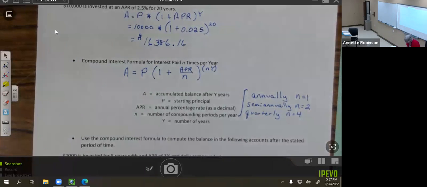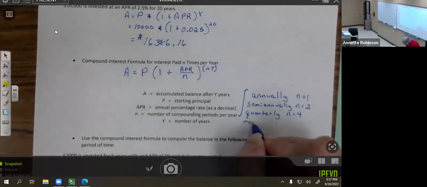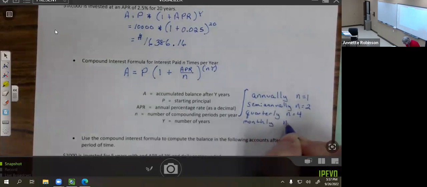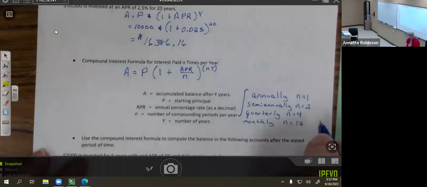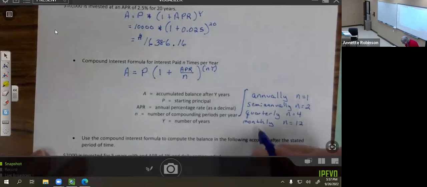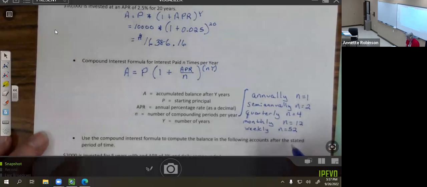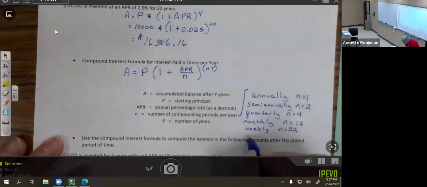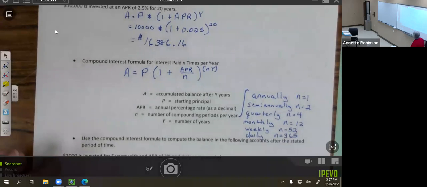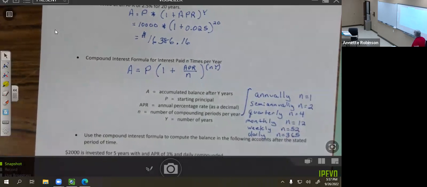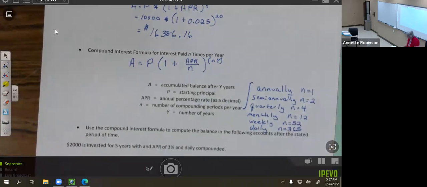Of course, we could have monthly. We're going to have some problems with monthly. I have no trouble with that being N is 12. We're also going to have weekly occasionally. It'd be very rare, but still, weekly is 52 weeks in a year. And we're also going to have daily. And daily, N is 365. So those are the numbers that N could be in this formula.